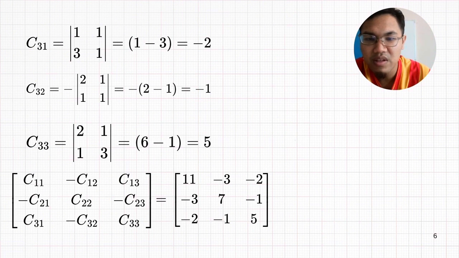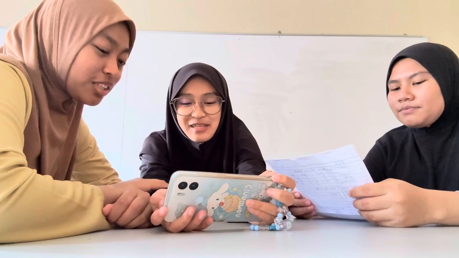For C11 we put 11, C12 we put negative 3, C13 we put negative 2, C21 we put negative 3, C22 we put 7, C23 we put negative 1, C31 we put negative 2, C32 we put negative 1, and the last one, C33, we put 5. So that's all. Oh, thank you, Harif.